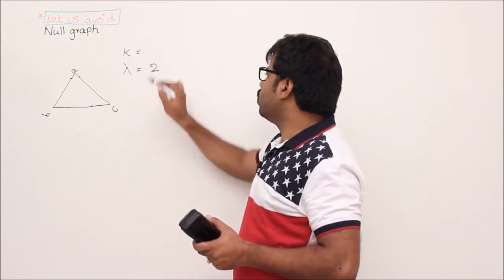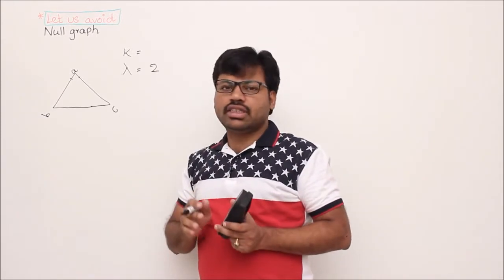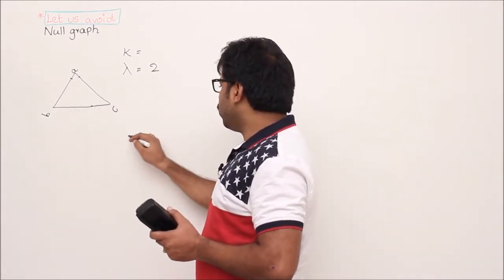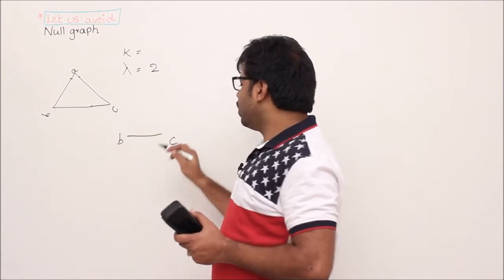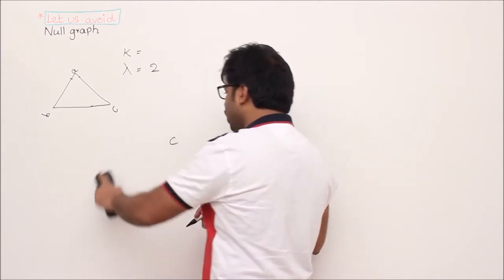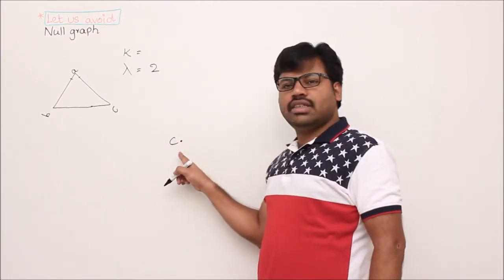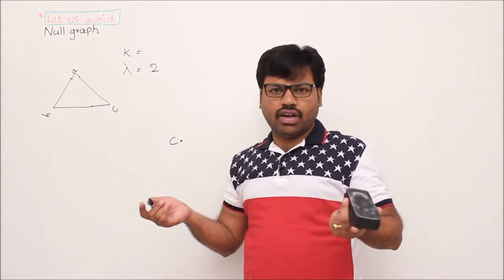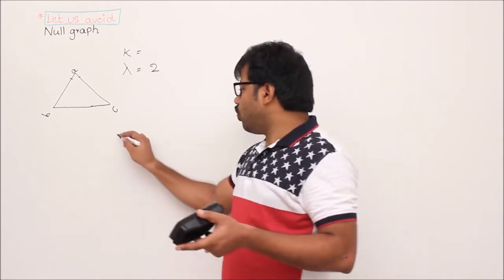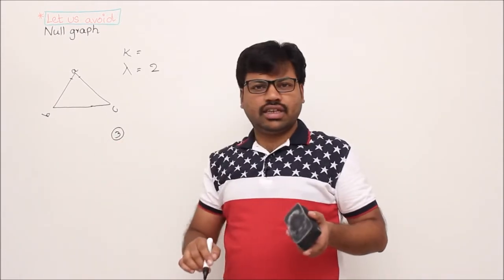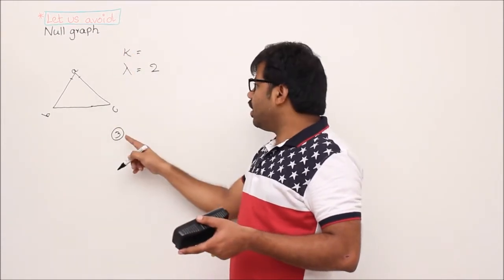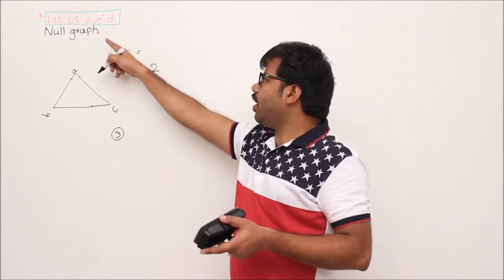That's why the lambda value is 2. And the k value is the minimum number of vertices required to disconnect this graph. Try to remove one vertex, let's say A, then you get the graph BC, right? Is it disconnected? No. Try to remove B, then there is a single vertex. Still C is connected, right? A single vertex is a connected graph, already I told you. Then if I remove C, one more vertex, so far you have removed 3 vertices. If I assume a null graph exists, then the k value will become 3. But we are avoiding null graphs, isn't it?